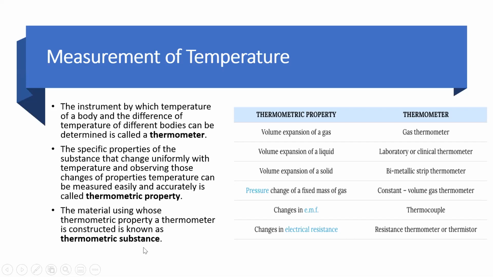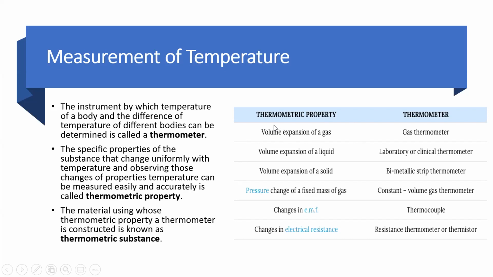For example, when we take a mercury thermometer, mercury is the thermometric substance, and the volume of the mercury increases when we increase the temperature. So we can say the volume of the mercury is the thermometric property. Is that clear to you? What is thermometric substance and thermometric property?